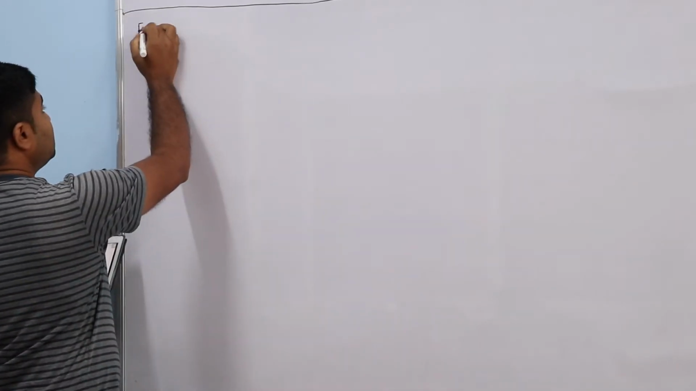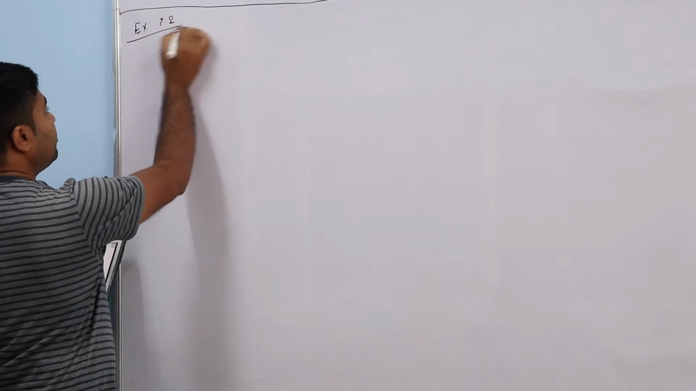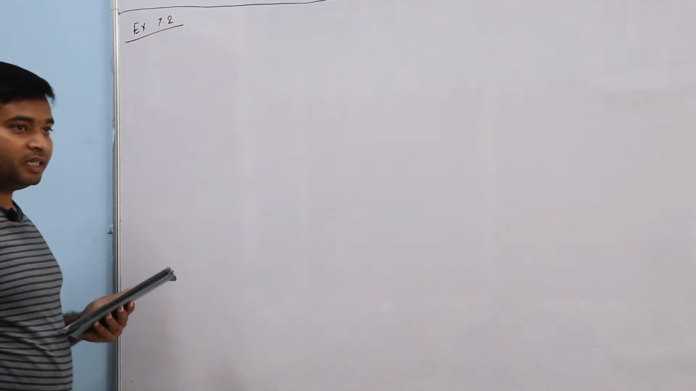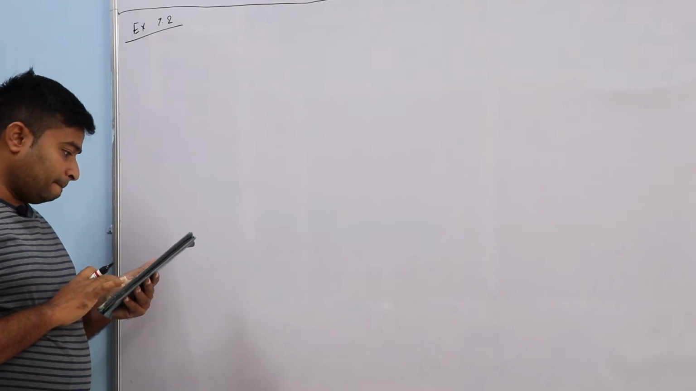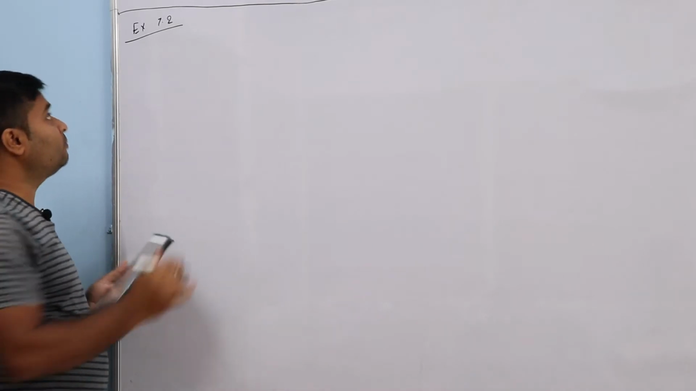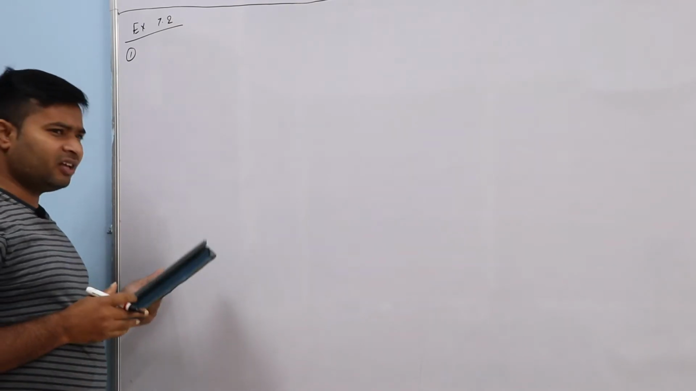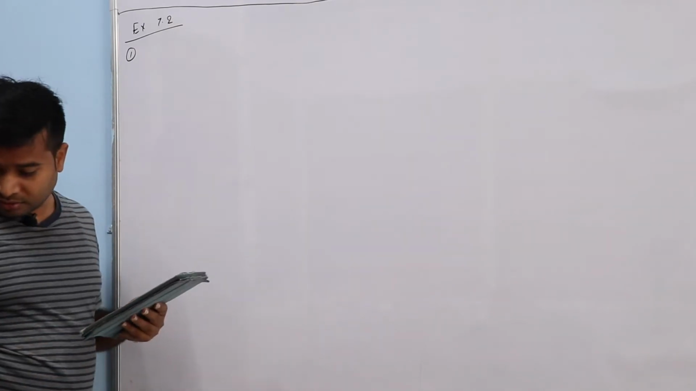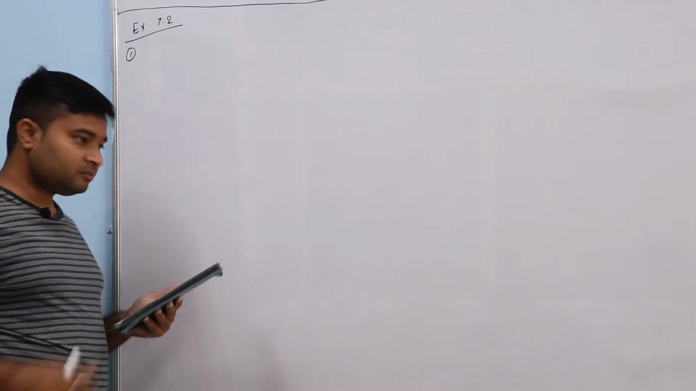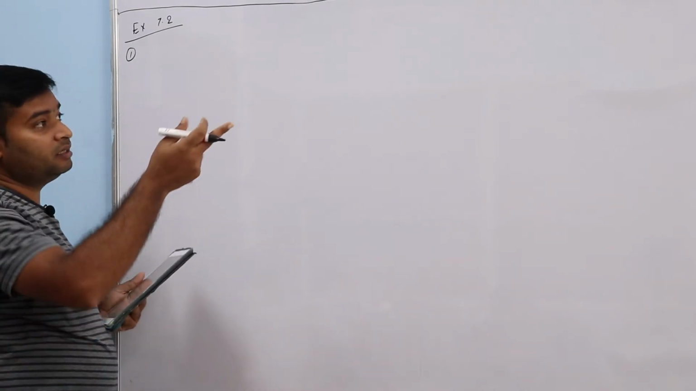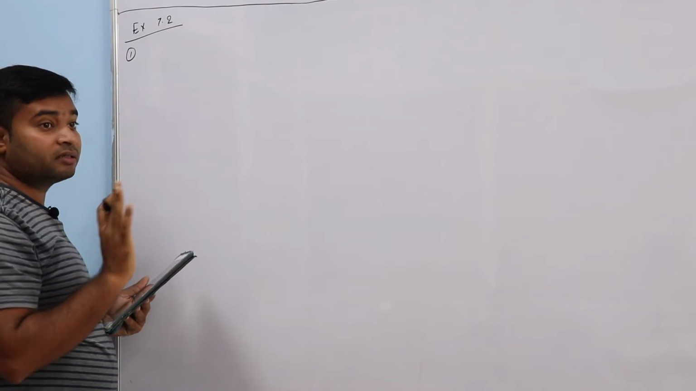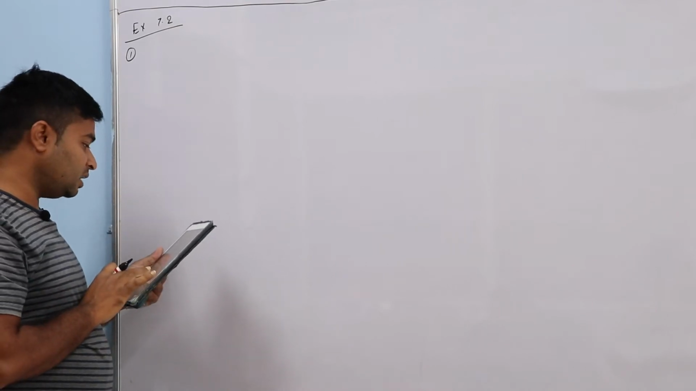Exercise 7.2. Heading 7.2. Question number 1. All are very small questions, so you can do them very fast. Just see their formula and say, at least see and say. Sir, heading saying question number 1.